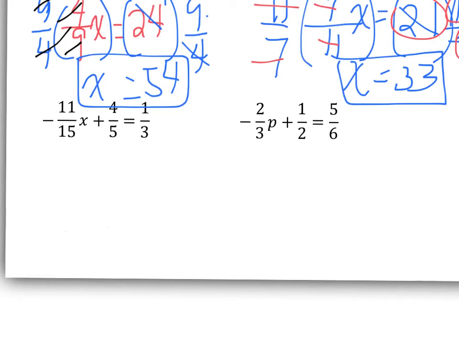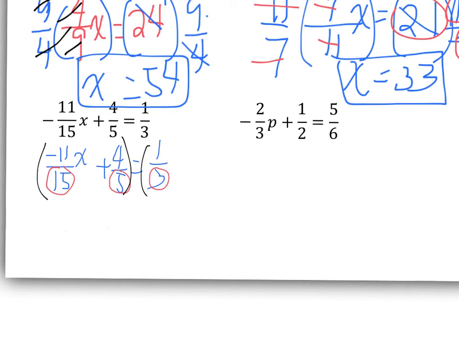I'm going to rewrite negative 11 over 15 so that the negative sign is next to the 11 in the numerator. Okay, and 4 over 5ths equals 1/3. I see that I have three denominators, 15, 5, and 3, and the LCD between all three numbers is 15, so I'm going to multiply both sides by the LCD, 15. Okay, and then I'm going to use the distributive property.